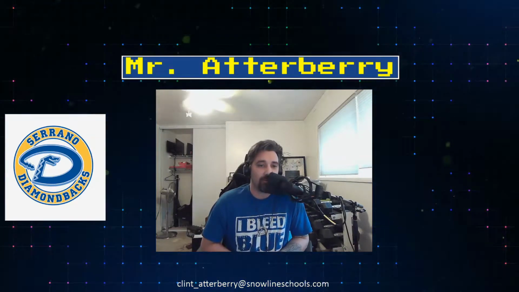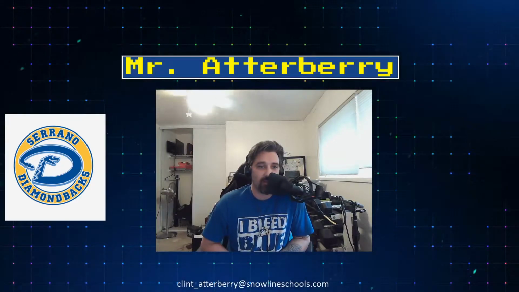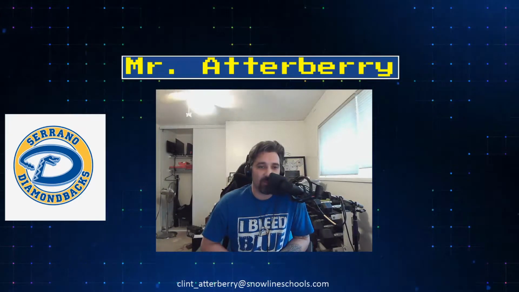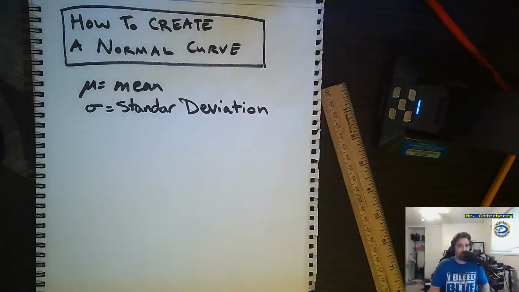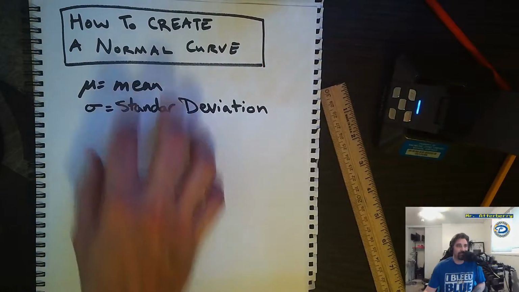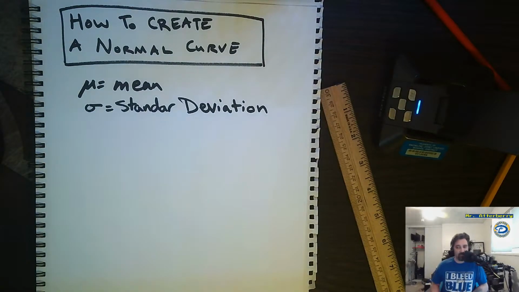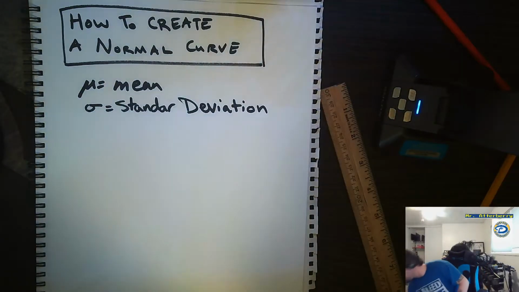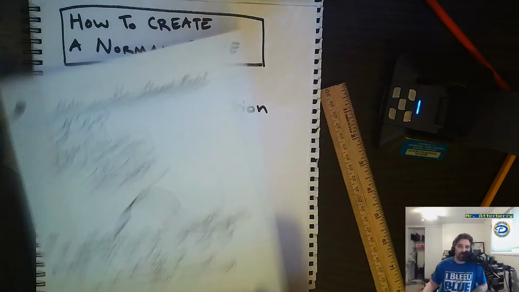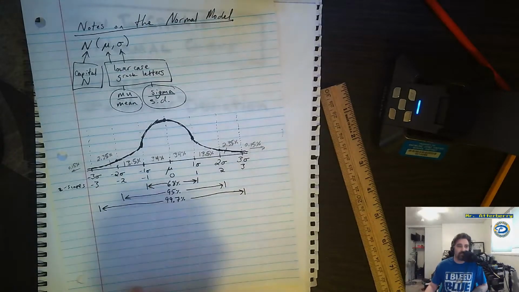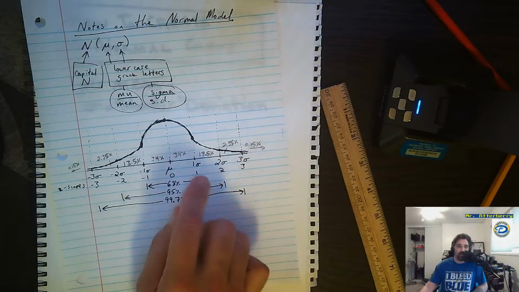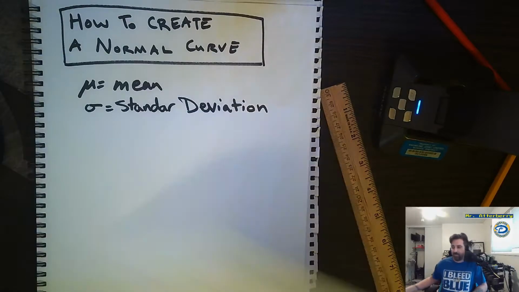Atterbury, and we are going to go over how to create a normal curve from scratch. Going over a blank normal curve from start to finish. Let's check out what we're looking at. This is how to create a normal curve. And remember, our goal is to make this bell-shaped curve like this. I'm going to show you how to make the dots and all that.